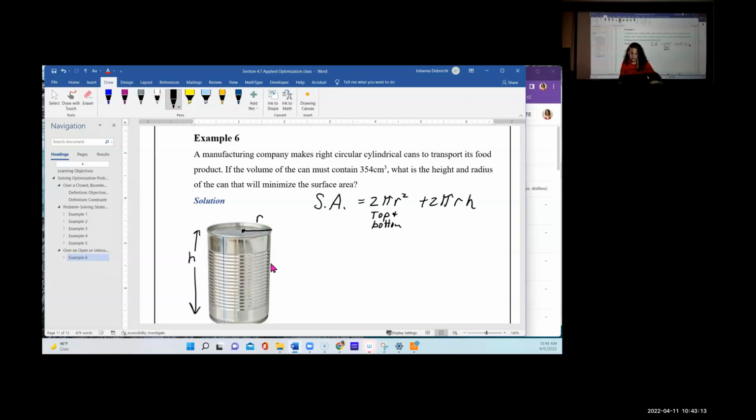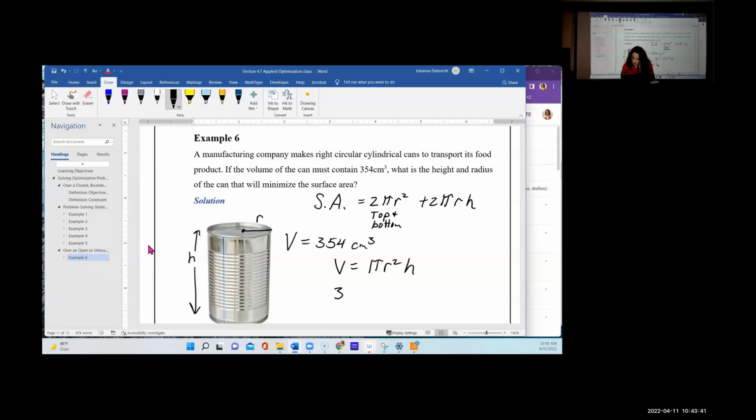So that's the surface area of our particular can. Now it says we have this right cylindrical can. The volume must contain 354 cubic centimeters. What is the volume? Well, volume is also equal to area of the base times the height.